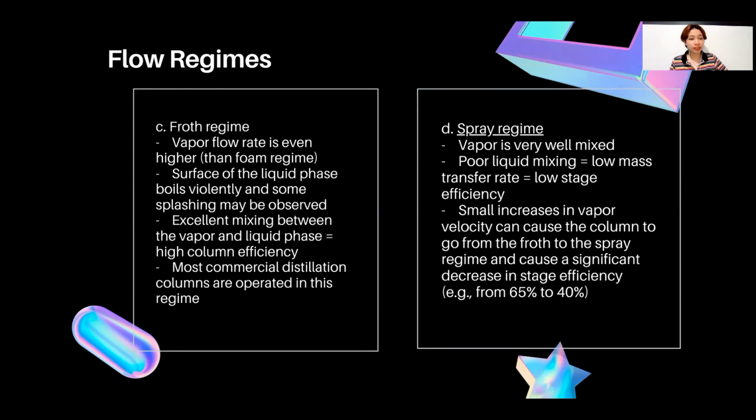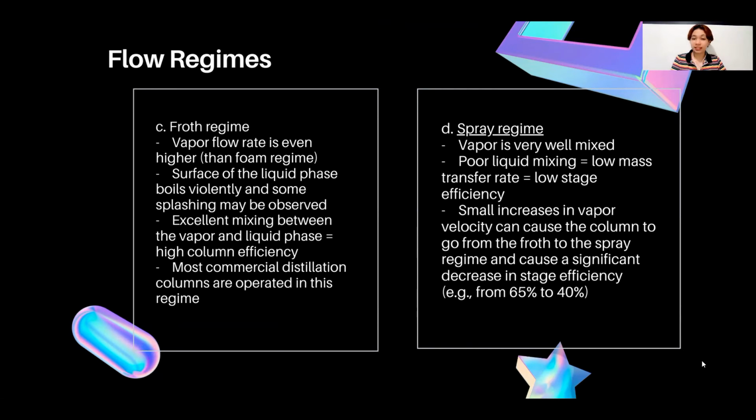The third one is the froth regime. The vapor flow rate is even higher compared to the foam and bubble regimes. The surface of the liquid phase boils violently and some splashing may be observed. There is excellent mixing between the vapor and liquid phase, equivalent to high column efficiency. Most commercial distillation columns are operated in the froth regime.